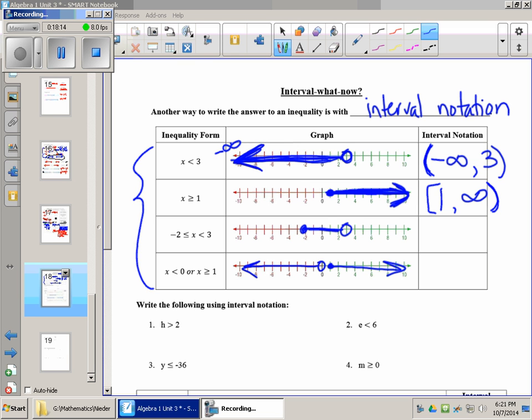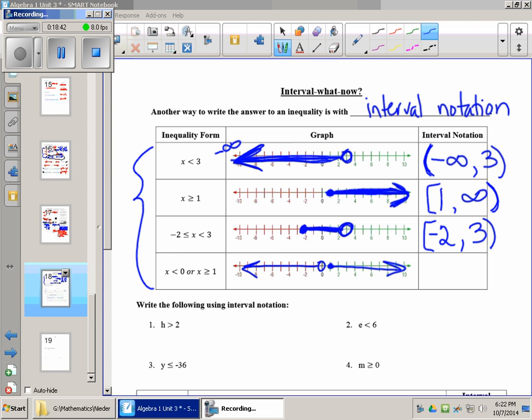Okay? All right, this next one. Again, looking at what's shaded. What's the left-hand boundary of what's shaded? It's a -2. Is it included? Yes, it's a closed circle, so we put a square bracket. Comma. What's the right-hand boundary of this shaded area on the number line? It's a 3. Is the 3 included? No, it's an open interval, so we do a parenthesis. So that's interval notation for that solution.